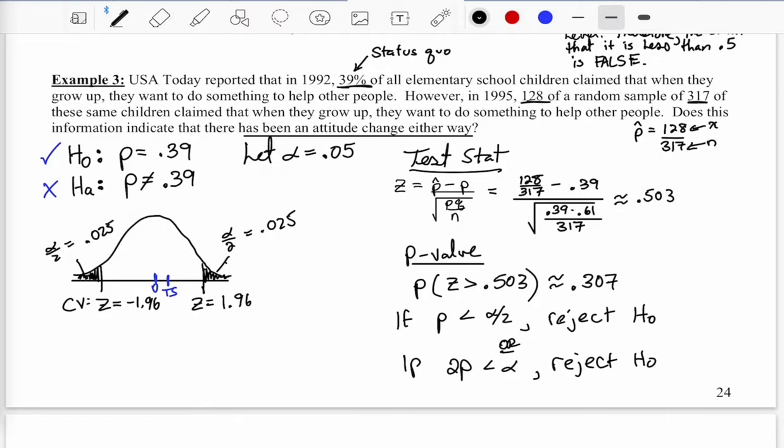So either way, it's not going to reject because that p-value is nowhere near 0.05. It's much, much larger. There's no way it's less than the alpha value or even the alpha over 2 value. All right, so we would say do not reject the null hypothesis.